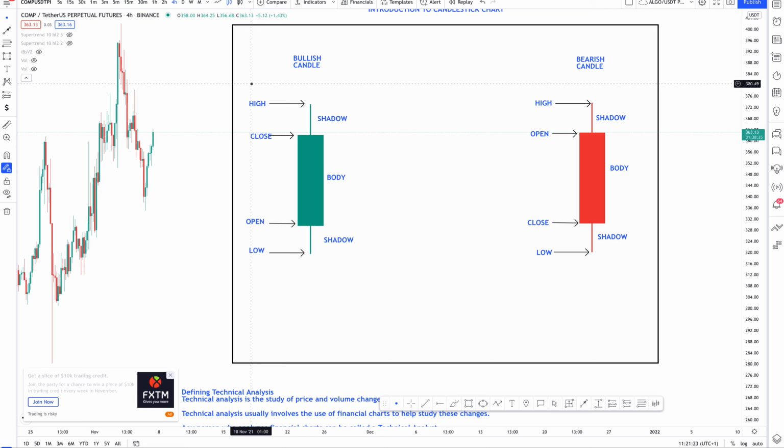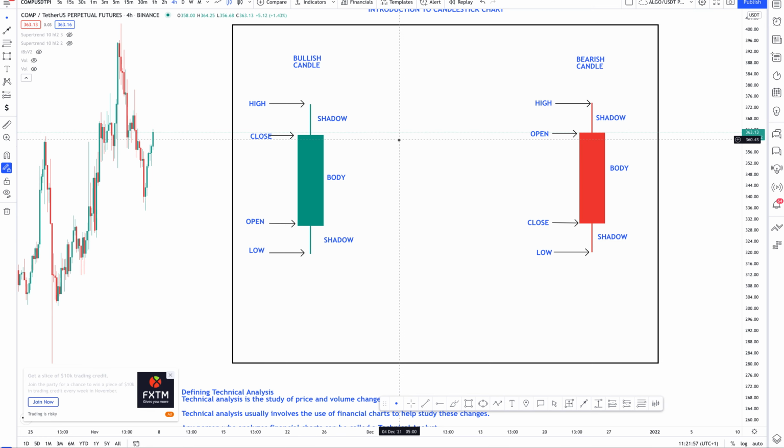And then in the anatomy, we have the color, we have the body, we have the wick. Now you call it either shadow or wick, whether the upper wick or the lower wick. Okay, or you call it a shadow, whichever. Right. So the anatomy of candlesticks: we have the color, the body, and the wick, right?